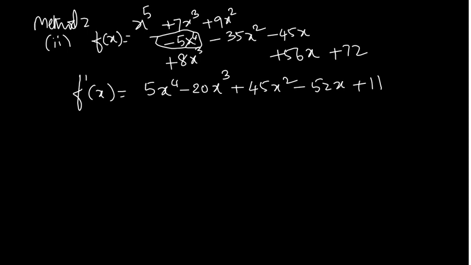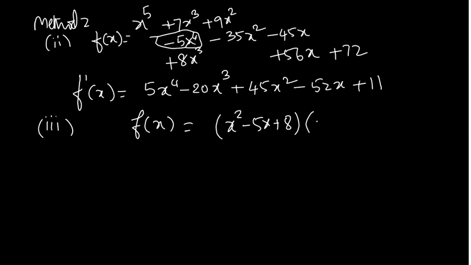(x squared minus 5x plus 8)(x cube plus 7x plus 9). So when you take logarithm, you get log f of x equal to log of (x squared minus 5x plus 8), and because it's a product, it becomes plus log of (x cube plus 7x plus 9). So this is how logarithmic things will go.